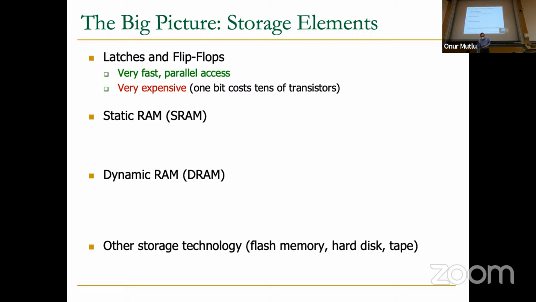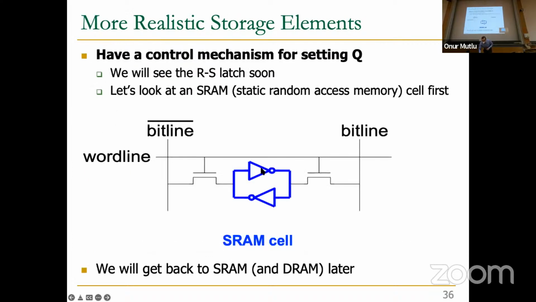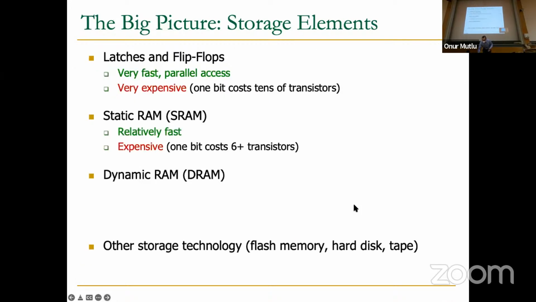SRAM, static random access memory, is cheaper and still relatively fast. It's a bit slower, but it's cheaper. We will see how it's constructed later on, and you will see it in your labs also. It's still expensive, but less expensive. 1 bit costs about 6+ transistors. So if you go back to the picture that I showed you over here, this is 2 transistors. This is 2 transistors. These are 1 transistor each. So you have 6 transistors over here. There are other versions of it with more transistors, but we're not going to talk about them.